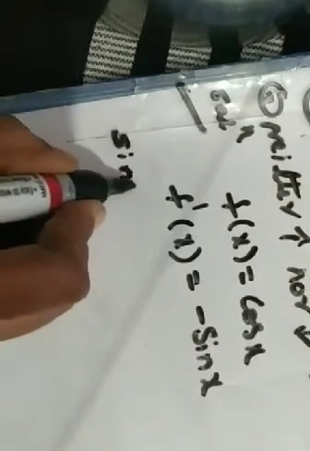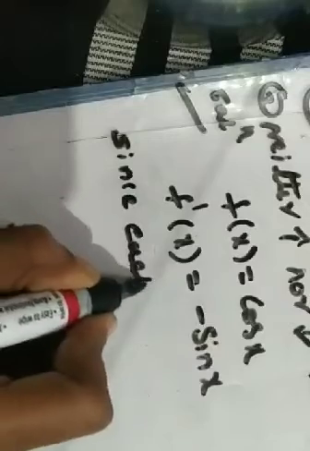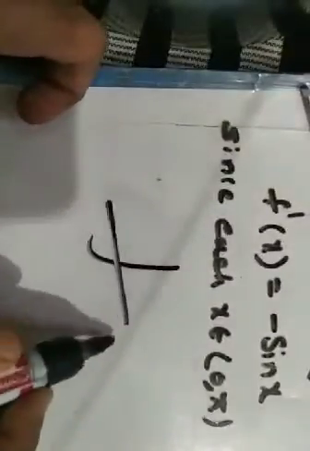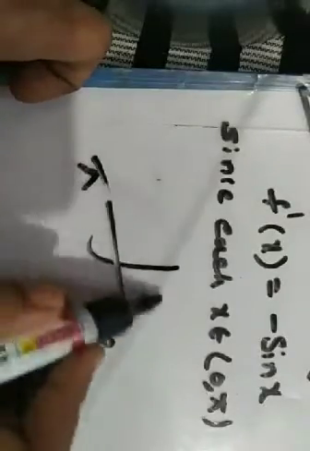Since, give the reason. Since x belongs to what? For the first one, x belongs to 0, pi. So 0 to pi. What do you mean by 0 to pi? Both are positive.